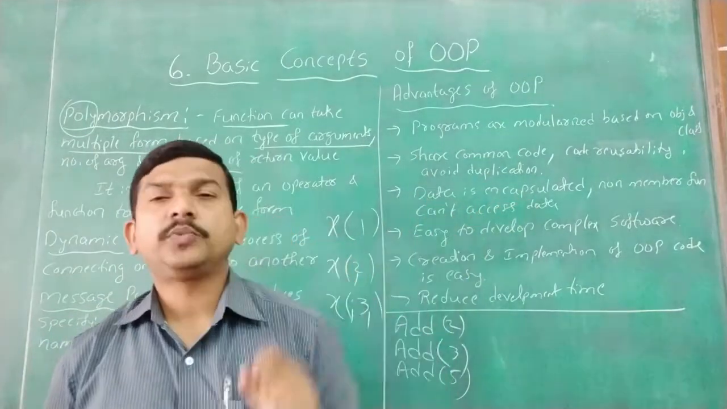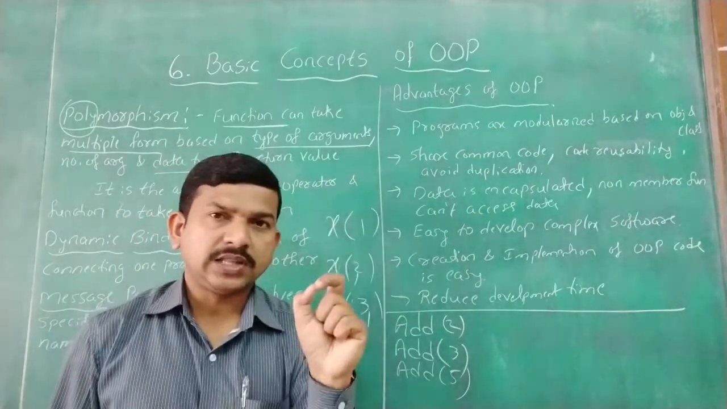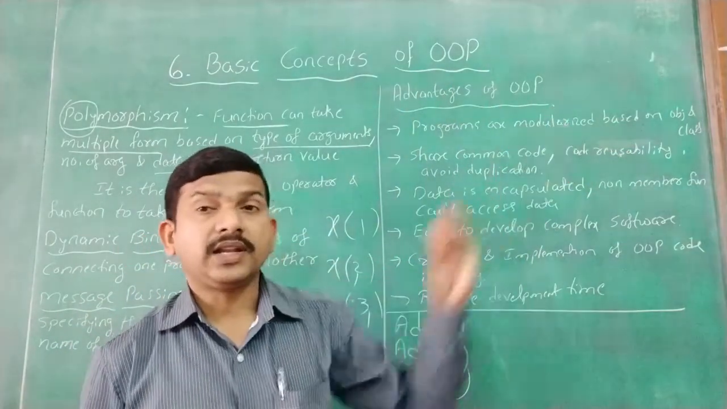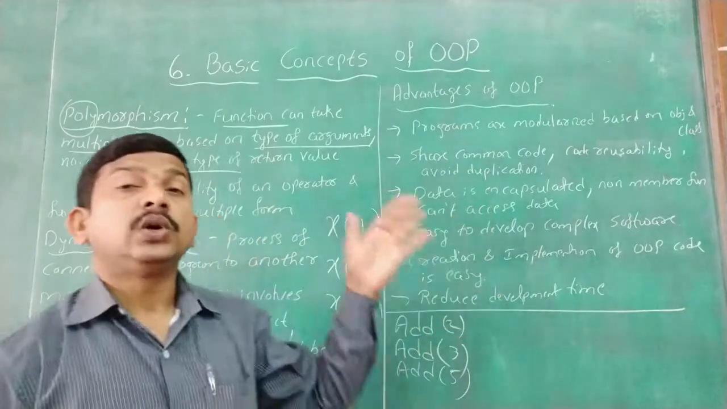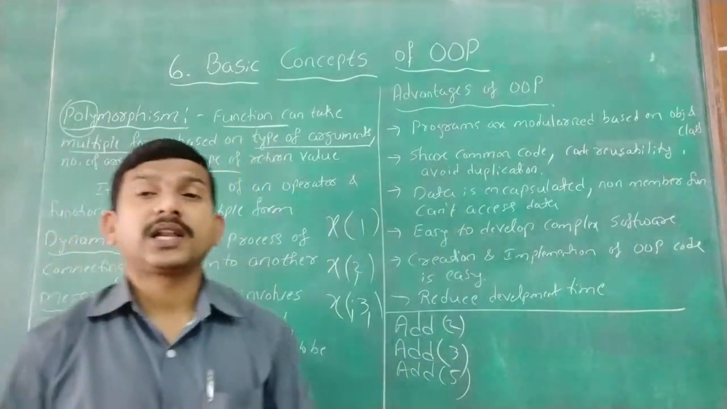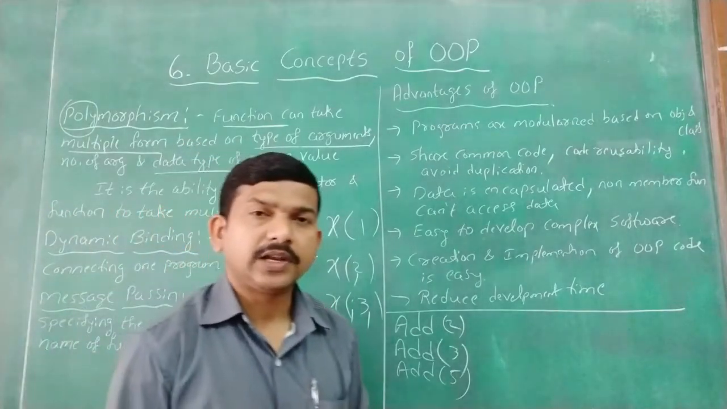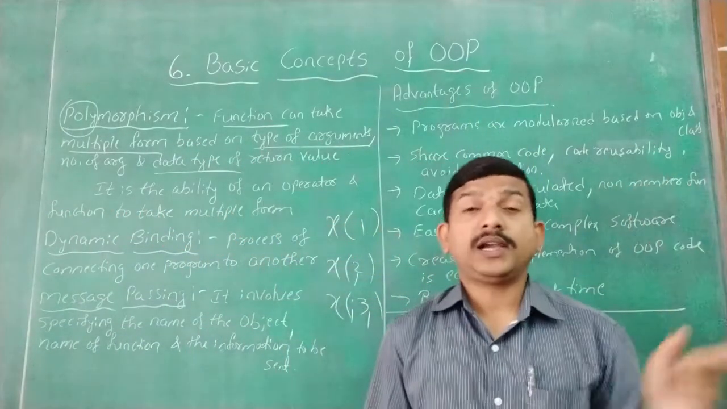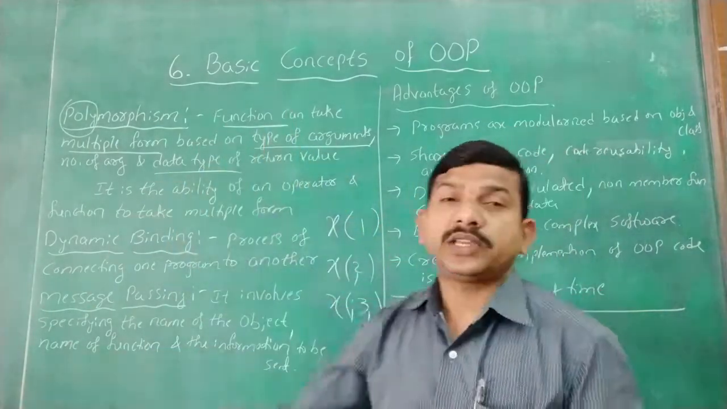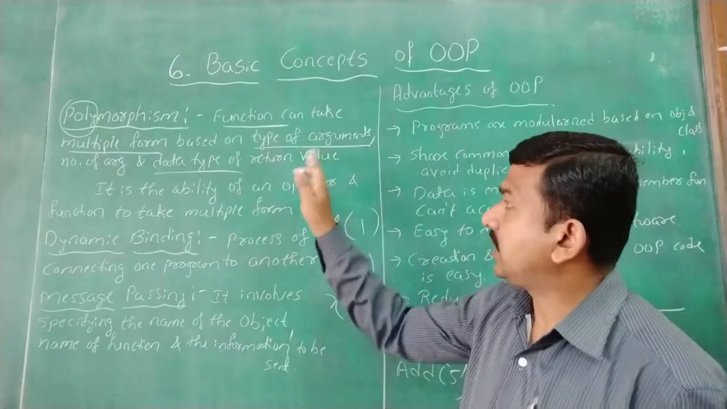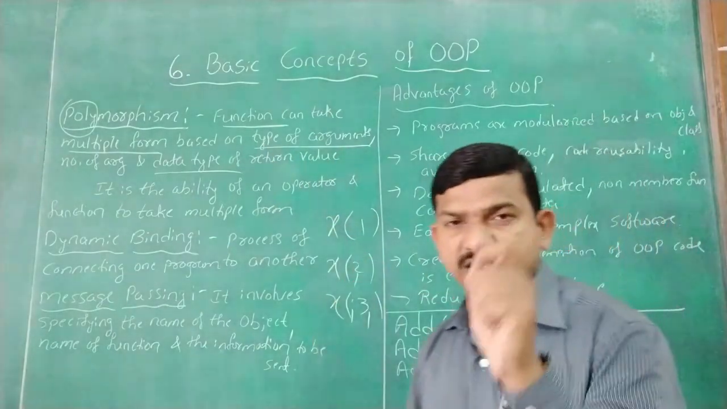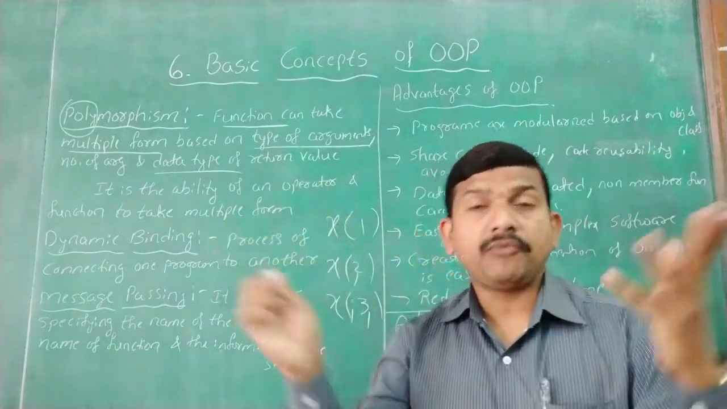For example, the addition of two numbers. After the two numbers are totaled, the result must be returned. What type of value will it return? Based on that also we can take multiple forms. That is nothing but the type of return value, meaning what type of value it returns at the end. Based on that also we can classify the functions. So polymorphism says the function can take multiple forms.